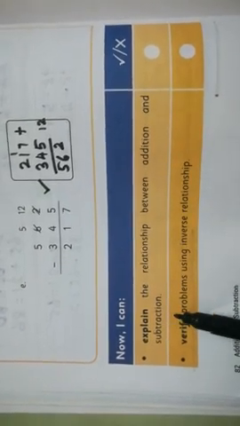Now I can explain the relationship between addition and subtraction. Yes means tick here. Next, verify the problem using inverse relationship. Yes means tick here, children.